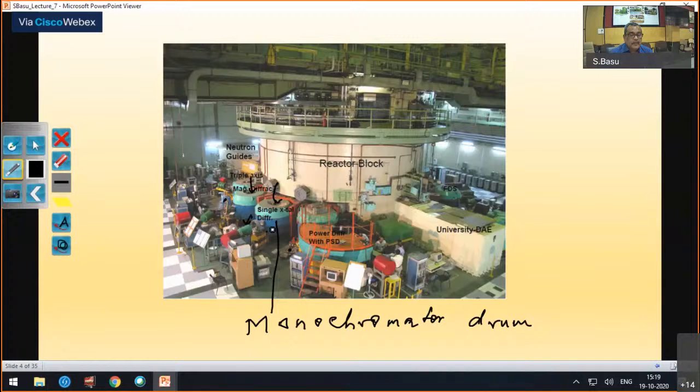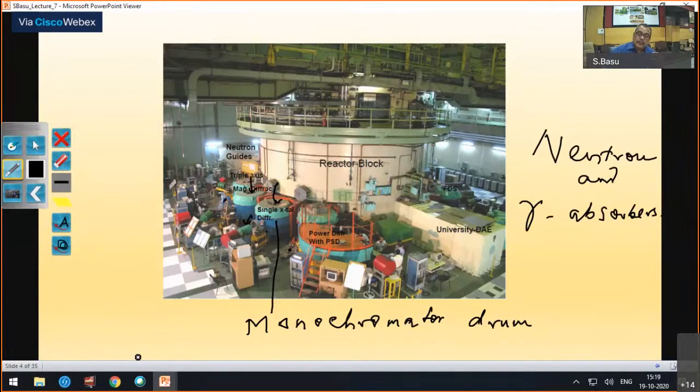This is made of neutron and gamma absorbers. And I can tell you, each drum weighs in the range of 14 to 20 tons. It's a huge thing for safety. Moreover, there are these beam lines.